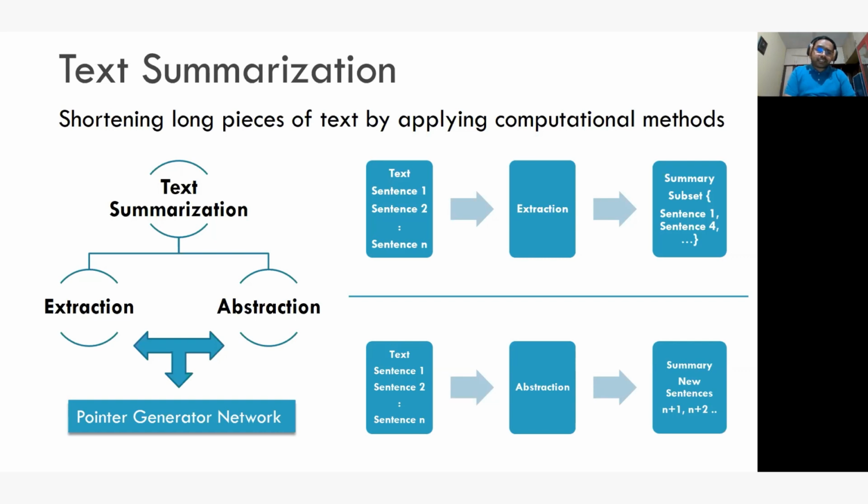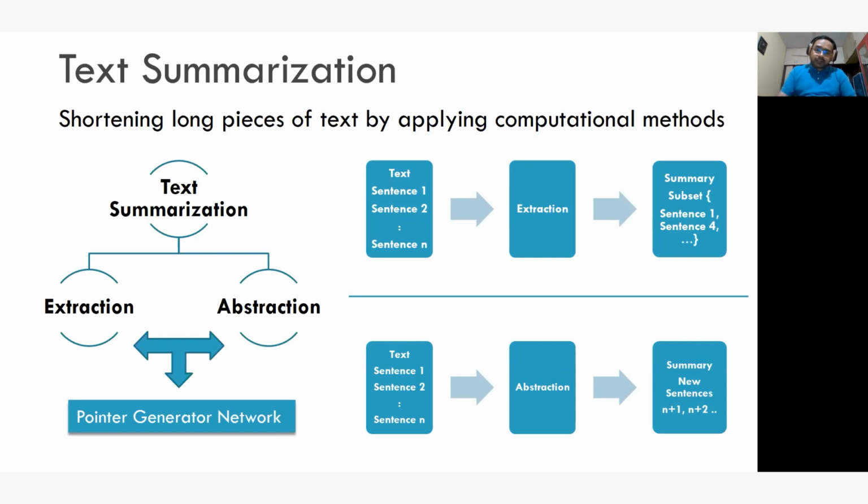One is the extraction, second one is the abstraction. Now, if you see on the right hand side, there are two diagrams shown. On the top, the diagram shows how extractive summarization technique works. So how it works is we have a text which consists of n sentences. So those n may be 100,000, any number. Then you are going to apply extractive summarization technique. Now, after applying extractive summarization technique, it's going to pick few sentences from these n sentences.